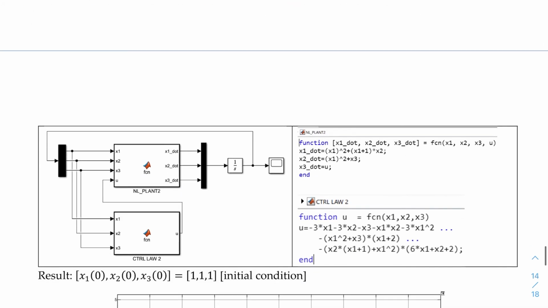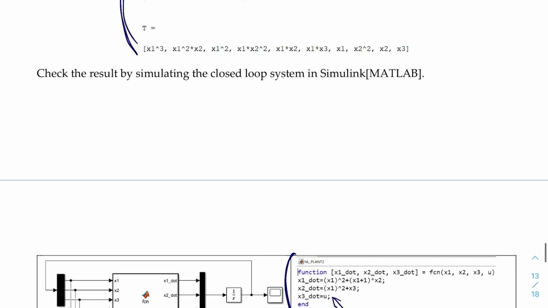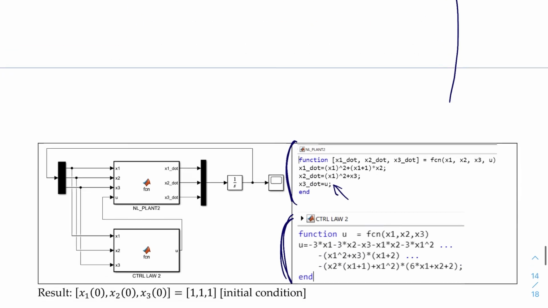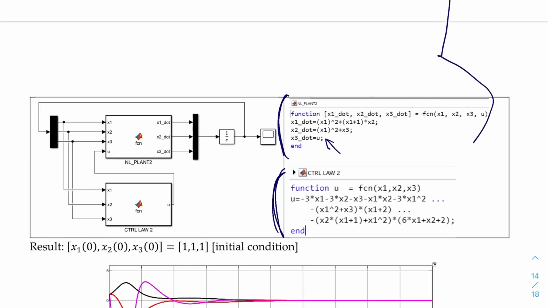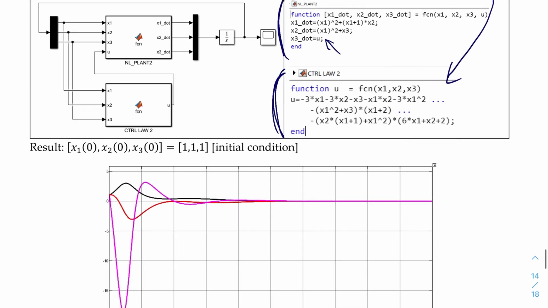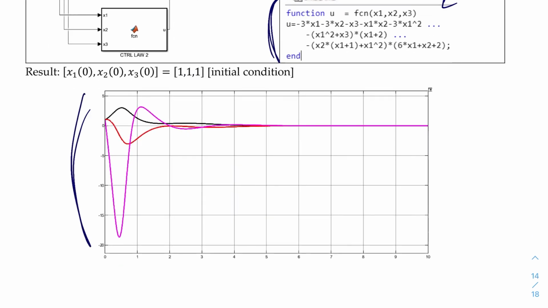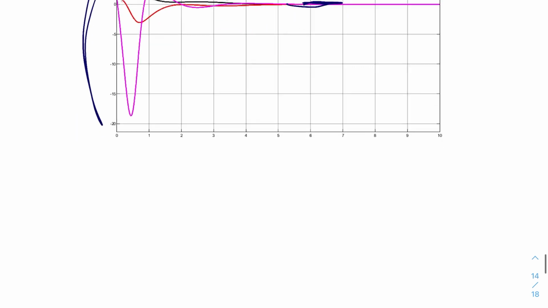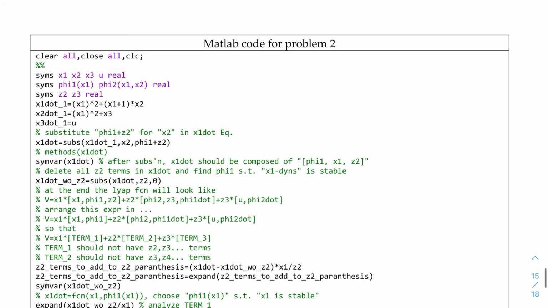Check the result by simulating the closed-loop system in Simulink MATLAB. Again, this is the dynamics here, u. And this is the control law that we just determined using MATLAB Symbolic Toolbox, and this is our initial condition. And here these are the states, and they all go to 0.